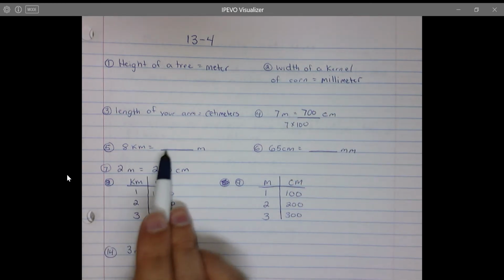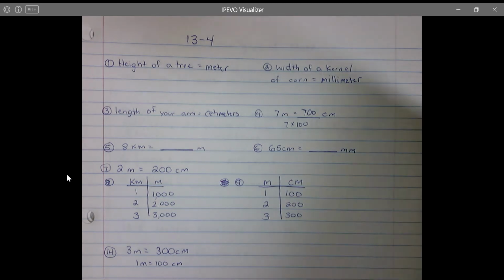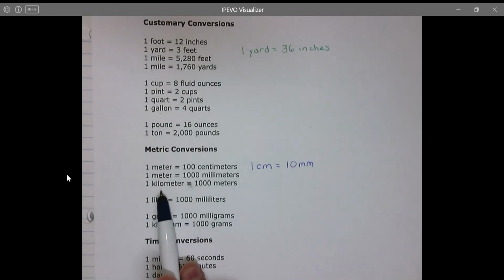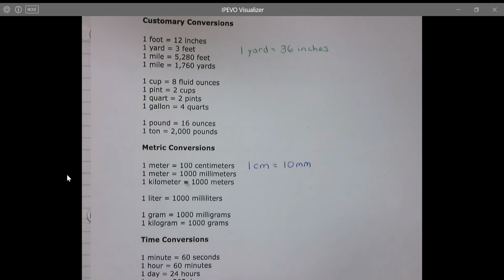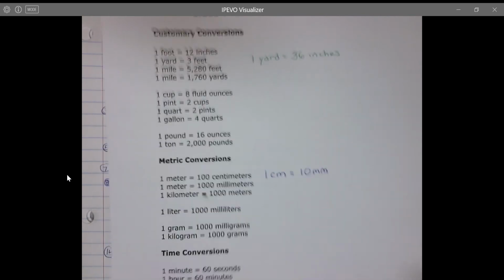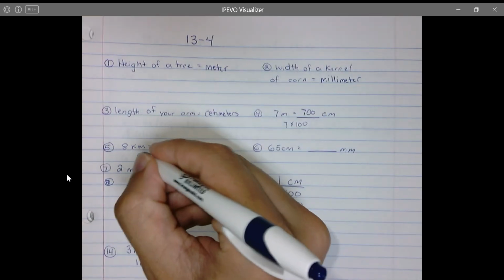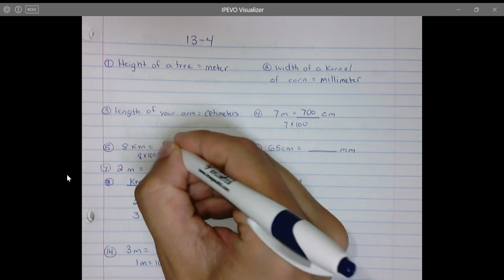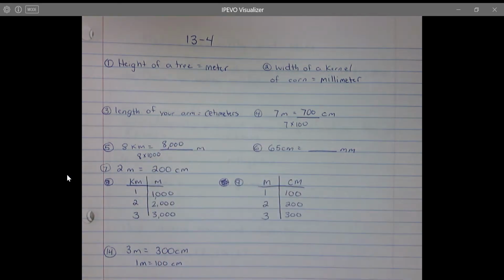8 kilometers into meters. Well, in 1 kilometer, there's 1,000 meters. So every kilometer is 1,000 meters. Well, I have 8 kilometers. So that'd be 8 groups of 1,000, or 8,000 meters.